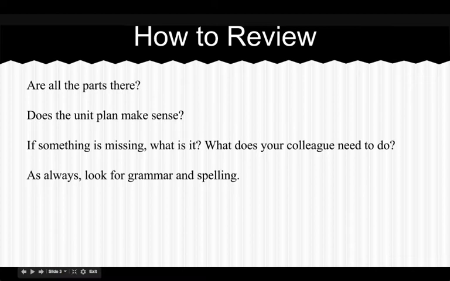Second, does the unit plan make sense? So if all the pieces are there and everything's filled in, does it flow together in a cohesive way? If something's missing, what's missing? What does your colleague need to do? Don't just say, hey, this is missing. Try and provide them feedback with what would improve the clarity of their rubric or their unit plan. And as always, look for grammar and spelling.